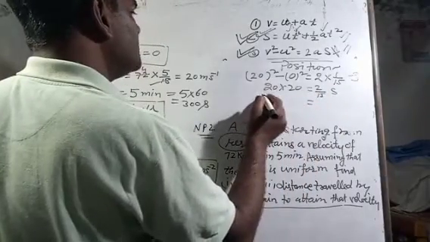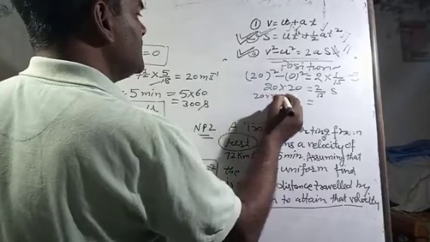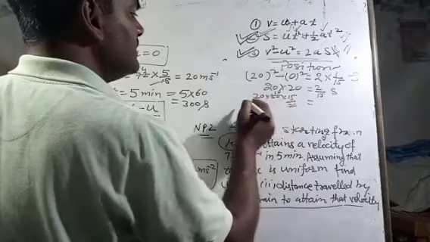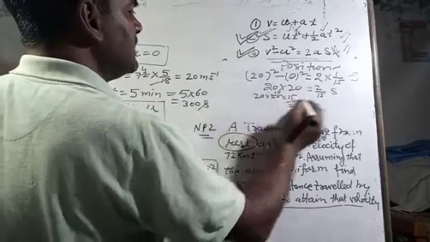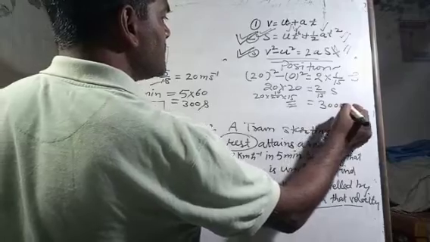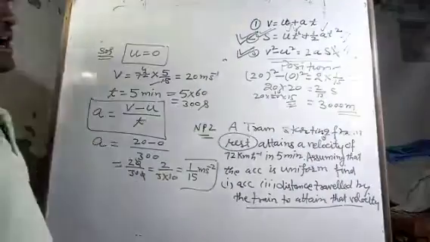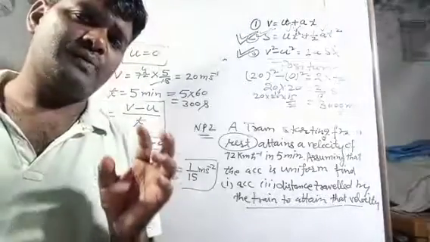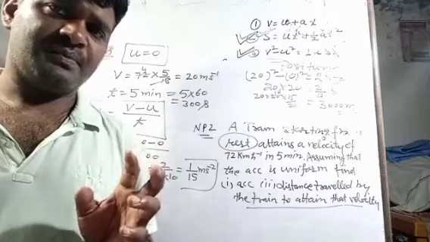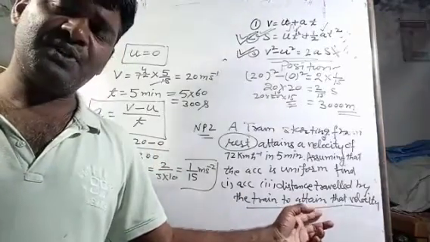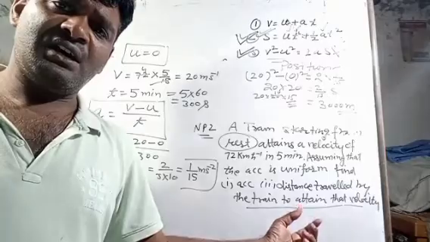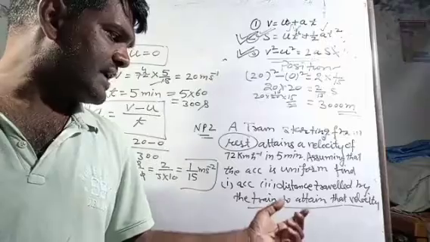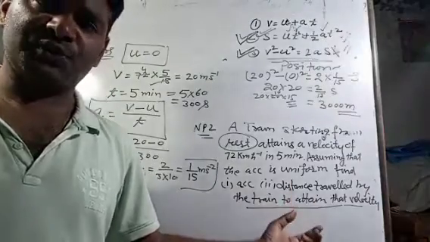Further we can write 20 into 20, 15 by 2. Okay, so it will be 10, and it is going to be 30,000 meter. So this is how we can use a particular relation to find out the desired answer. Here we have used position velocity relation, because at last the statement is like that, what will be the distance traveled by the train to attain the velocity.